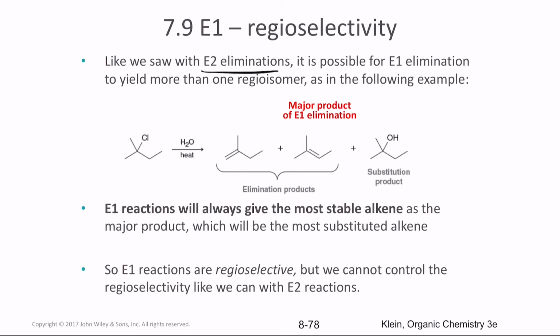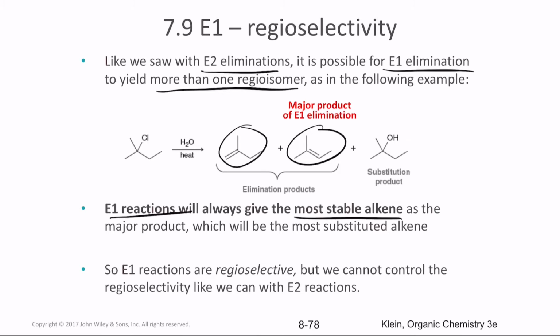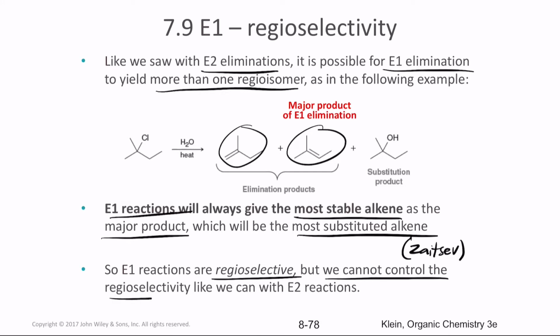Like we saw in E2 elimination, it is also possible for E1 elimination to yield more than one regioisomer. You can have the Hofmann product, you can have the Zaitsev product. The same thing happens in E1 reactions as well. But E1 reactions will always give the most stable alkene as the major product, which will be the most substituted alkene. So E1 reactions also favor the Zaitsev product formation. E1 reactions are also regioselective, but we cannot control the regioselectivity like we can with E2 reactions. In E2 reactions, there is a chance of controlling regioselectivity, but here we cannot control the regioselectivity in E1 reactions.